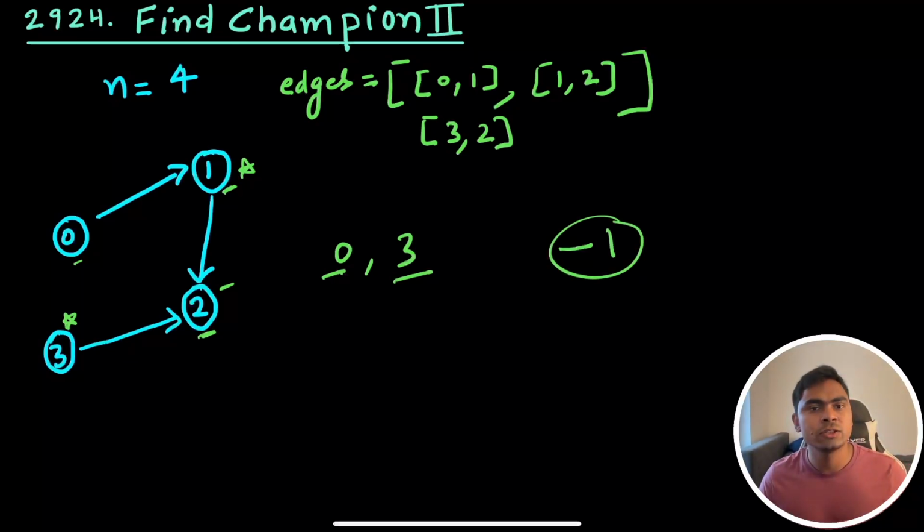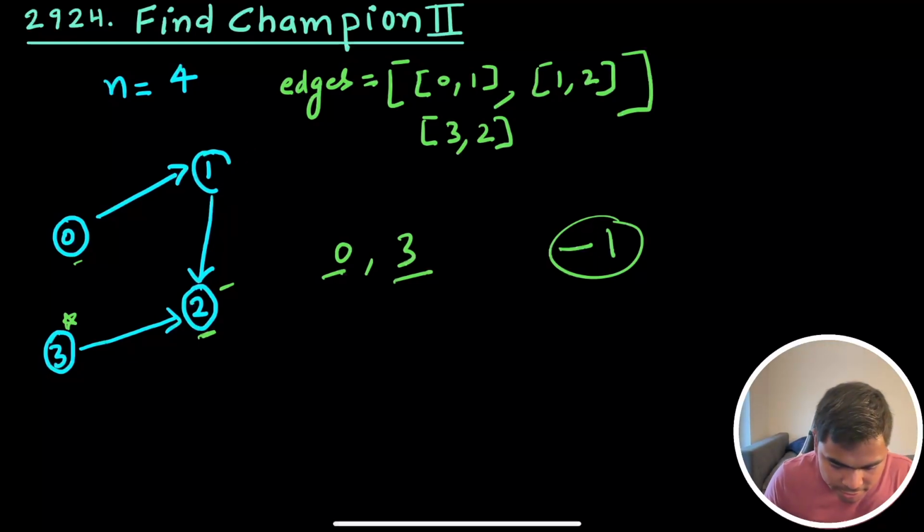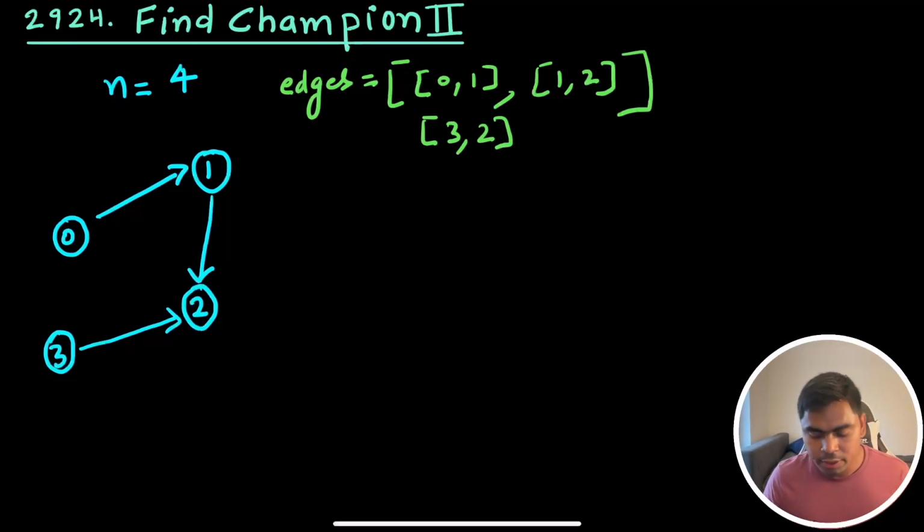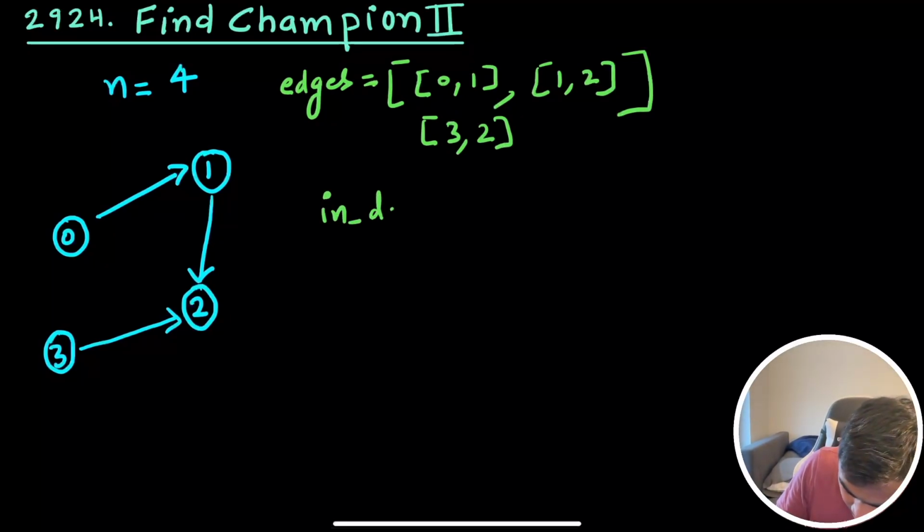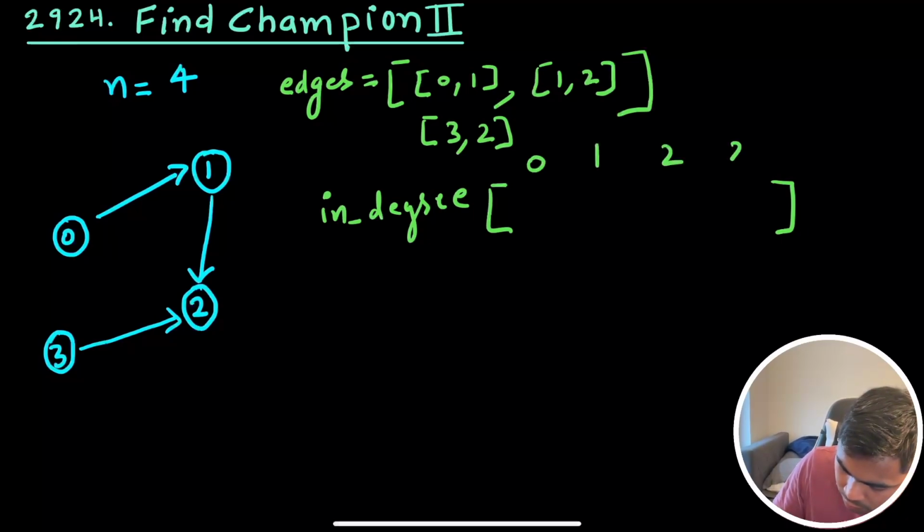Now, how do we actually find our answer? There is a concept in graphs about degree, called in-degree and out-degree. What is in-degree? In-degree is the number of incoming edges to a particular vertex. So how about we create an array called indegree, which in this case will be of length 4, for 0, 1, 2, 3.